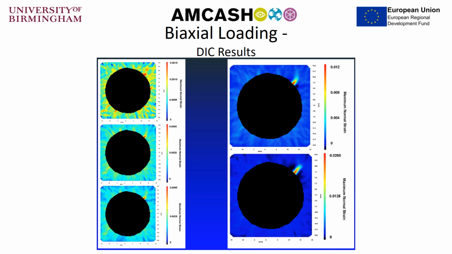And then on the next slide, you can see some of the digital image correlation results, which show the strain concentration around the component, and in this case, around the central hole within the sample. From the colour map, we can see that the red spots indicate high strain and blue is regions of low strain.